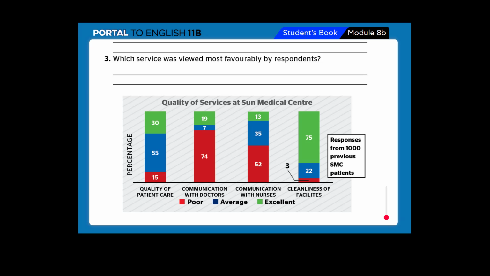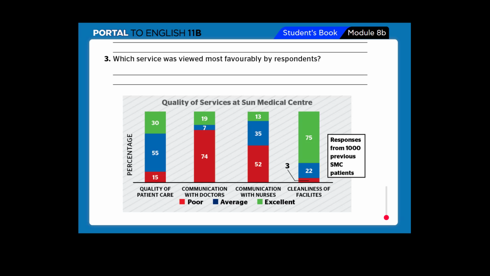وسنجد 4 أعمدة 4 bars here including some figures or numbers. And on your left you can read the word percentage نسبة مئوية. On your right you can read inside a box responses from 1000 previous SMC patients, and SMC here refers to Sun Medical Center. إذا عندنا استجابات من 1000 مريض سابق في هذا المركز الصحي.